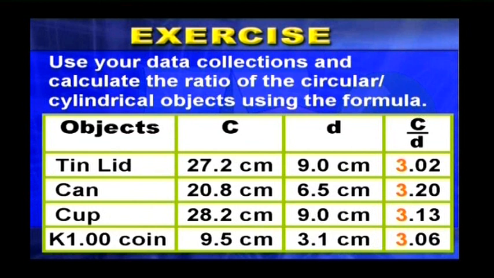Okay, for the can, you should have 3.20, and for the cup, you should have 3.13, and the last one, 1 kina coin, your answer should be 3.06. Now, 70s and receiving students, I would like you to have a look at the last column where the answers are.